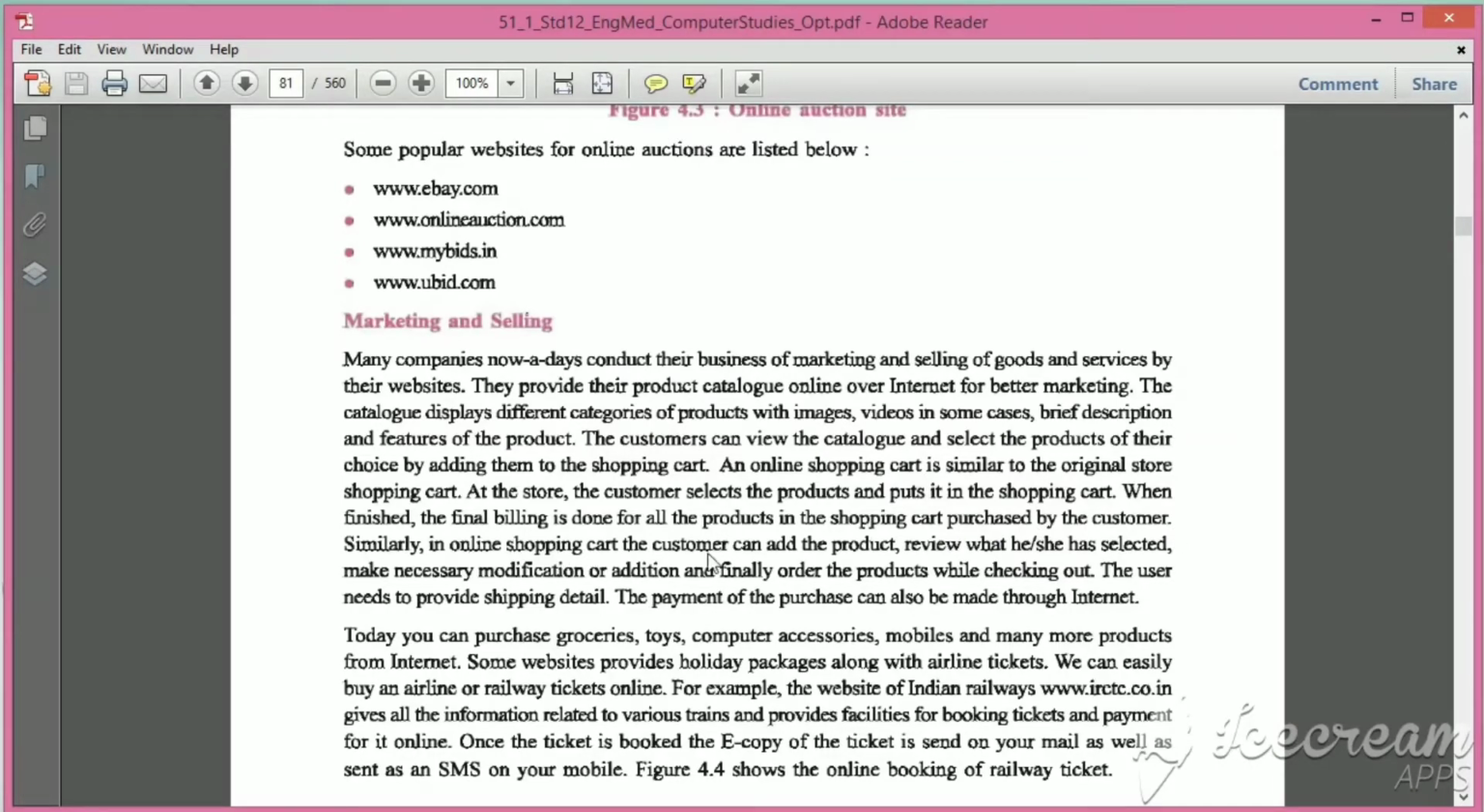Similarly, in the online shopping cart, the customer can review the products he or she has selected, make necessary modification or addition, and finally order the product while checking out. The user needs to provide shipping details. The payment for the purchase can also be made through the internet, that is by online banking, or with the help of a credit card or debit card.